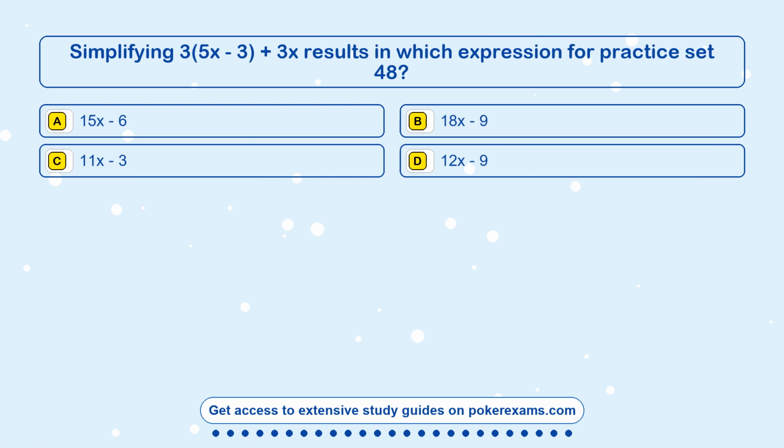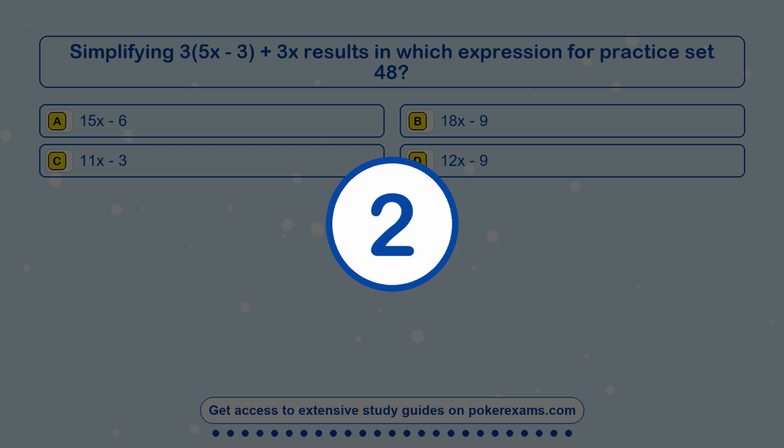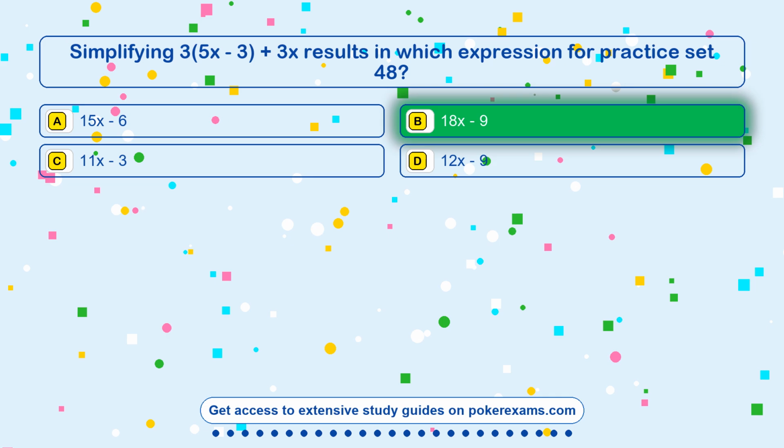Question 7. Simplifying 3(5x minus 3) plus 3x results in which expression for practice set 48? Option A 15x minus 6. Option B 18x minus 9. Option C 11x minus 3. Option D 12x minus 9. The correct answer is option B, 18x minus 9.